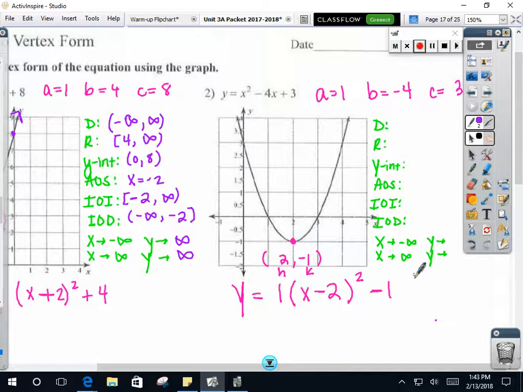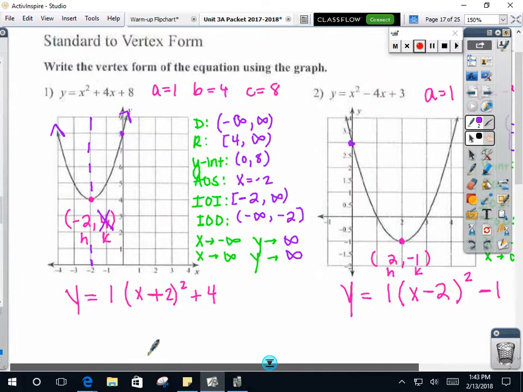Okay, for any quadratic function, what is the domain? Negative infinity to positive infinity. For this quadratic function, what is its range? -1 to infinity, because -1 is the lowest point it goes on the y-axis, and then from there it goes up forever. What is the y-intercept? 0, 3.